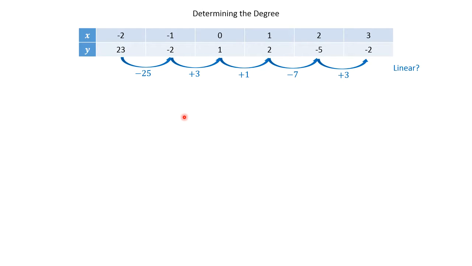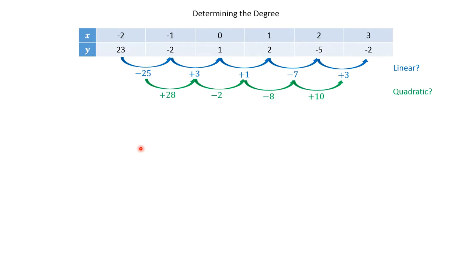The next thing we would do, which we did in chapter 5, is we would find the second differences. The second differences are just the differences of our first differences. So to get from negative 25 to 3, we'd add 28. From 3 to 1, we'd subtract 2. 1 to negative 7, subtract 8. And negative 7 to 3, we'd add 10. And those second differences tell us whether or not it's quadratic.